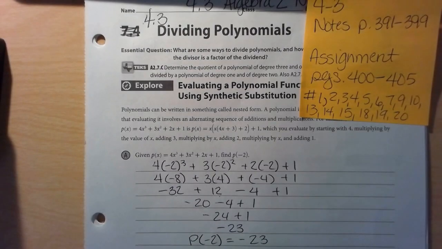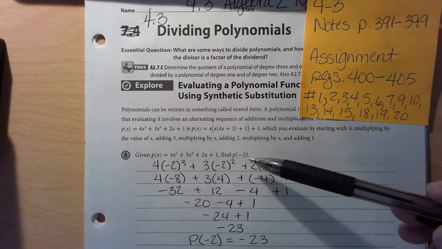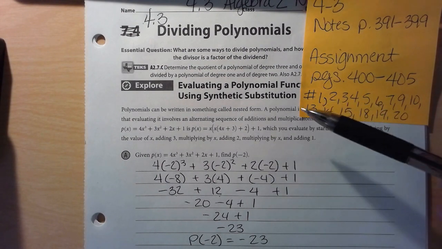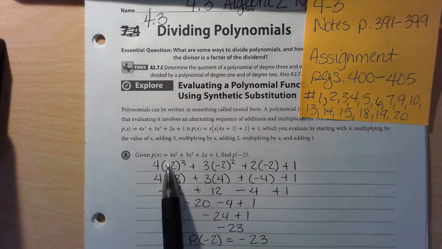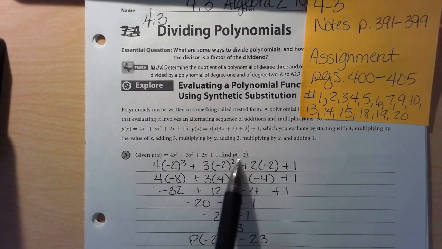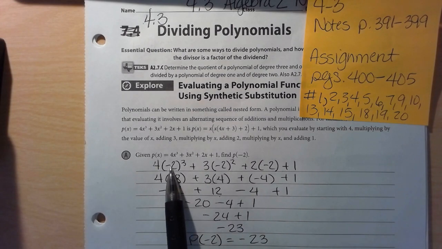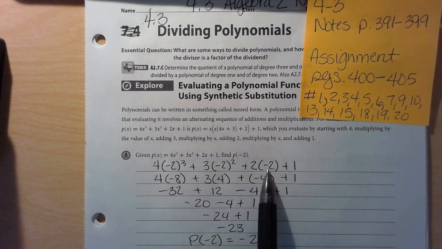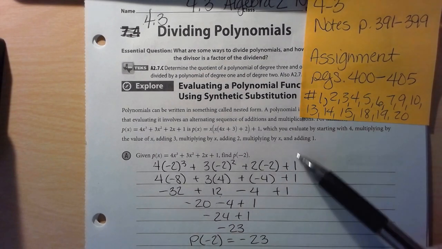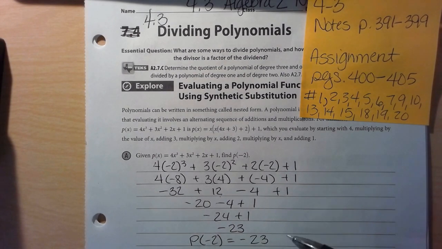The whole point of a polynomial is to find a result when you plug in a number. So one of the ways that we can do it is called synthetic substitution, where you take the -2 and we plug it in to the x's in the equation. So it becomes 4 times -2 to the third, where x becomes -2. 3 times -2 to the second, 2 times -2, and then 1, and then we can work through PEMDAS all the way down, and we find out that p of -2 is -23.